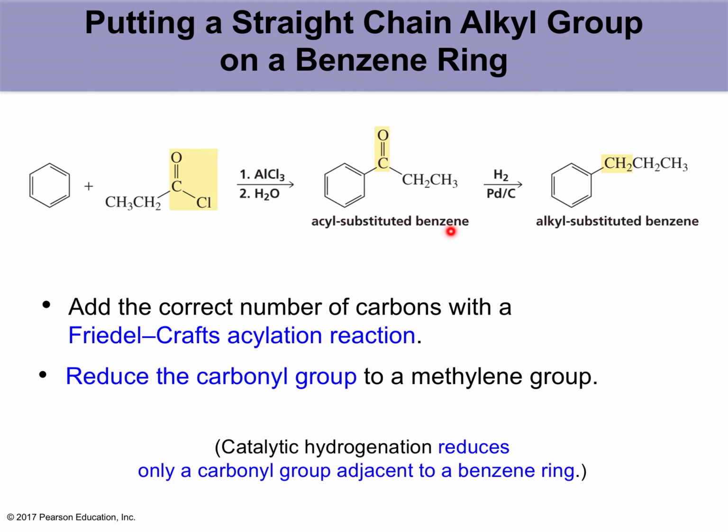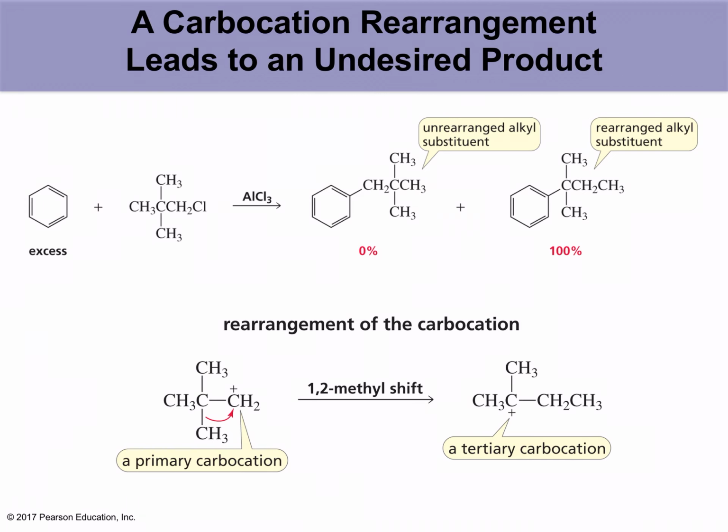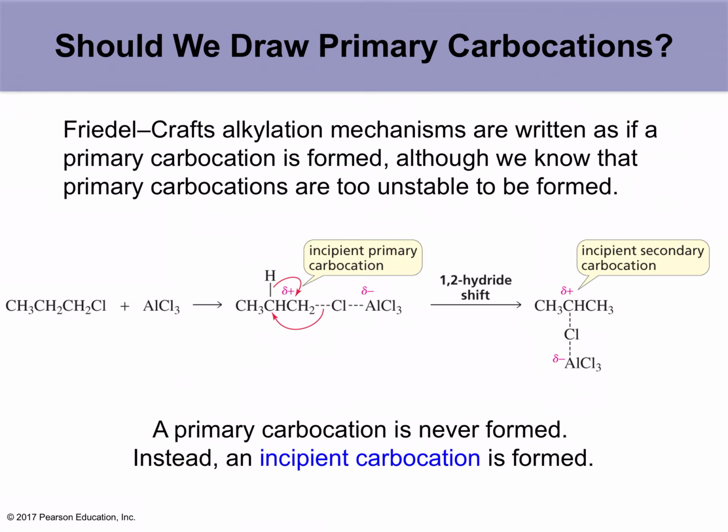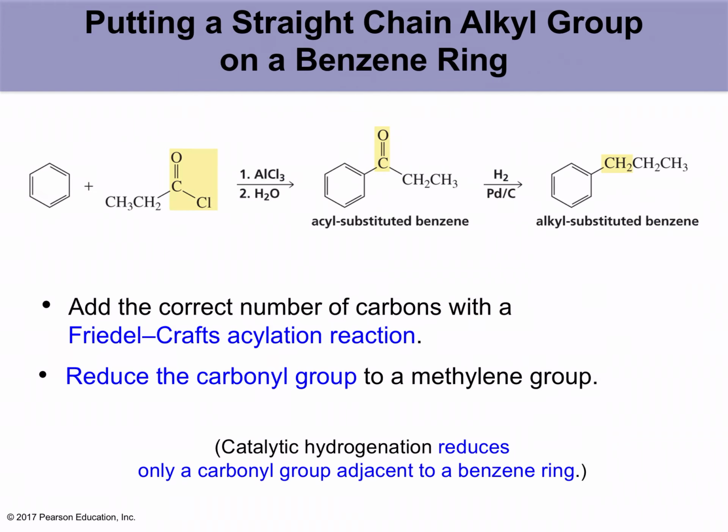If you don't use this method, what's going to happen? We will have a substituted benzene ring with a rearranged alkyl group. Remember, we saw this one here, right? The primary carbocation will rearrange to a secondary carbocation. So that will not happen when you do your synthesis like this. Add the correct number of carbons with the Friedel-Crafts acylation reaction. Reduce the carbonyl group to a methylene group. Catalytic hydrogenation reduces only a carbonyl group adjacent to a benzene ring.